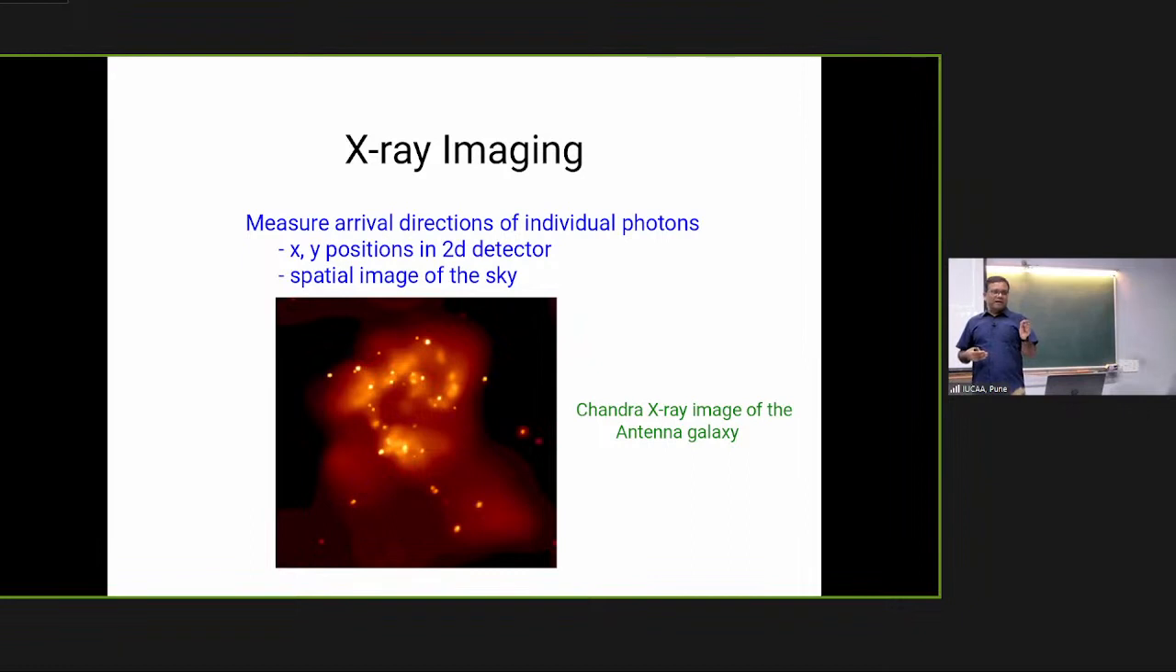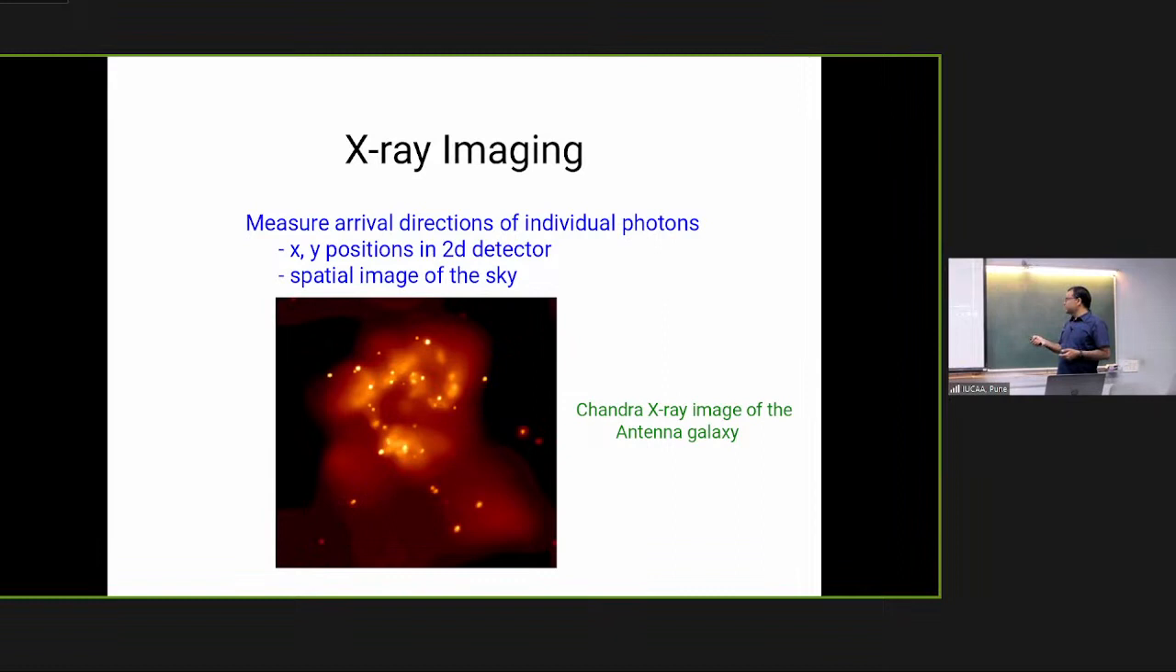So for example, let's say the positions on the X-axis are 0, 1, 2, 3, 4, 5 like this, and the Y-axis like this. Then we can count how many photons are there between 0 and 1 on the X-axis and 0 and 1 on the Y-axis. And then you keep doing this for different coordinates, different positions, and put the number of counts in each of those pixels, and then you have the image. So this image essentially is the distribution of the X-ray emission over the spatial dimensions, the X and Y directions.